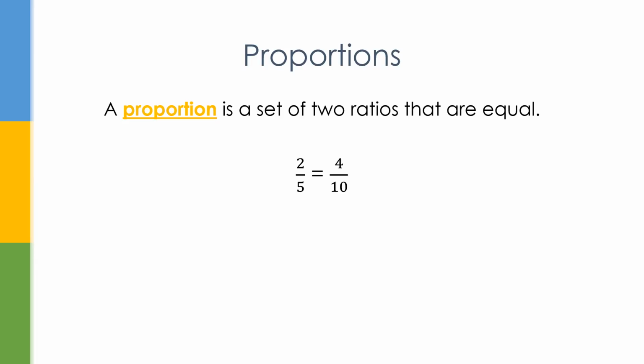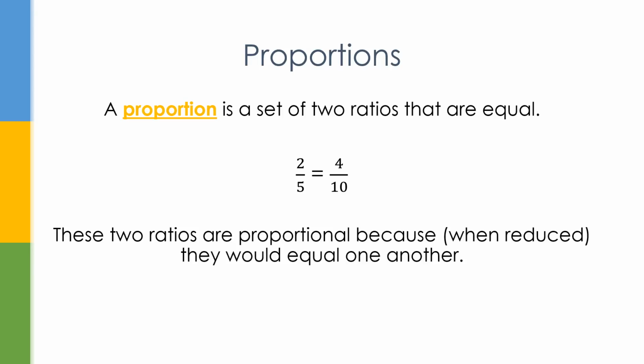So if we look at this problem, we have 2 over 5 equals 4 over 10. And then the question is, are these proportional? Are they equivalent to one another? And in this case, they are going to be proportional because when they are reduced, they're equal to each other. So 2 over 5 cannot be reduced, but 4 over 10 can be reduced to be 2 over 5. And since this fraction is the same as our other one, then that means these 2 are proportional. Another way you might sometimes hear it is equivalent. So these 2 are proportional.